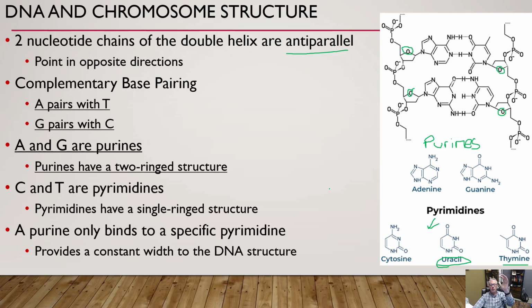A purine will always bind with a pyrimidine. You will never have a purine with a purine. You'll never have a pyrimidine with a pyrimidine. So you'll always have a 2-ring with a 1-ring structure. And that's just to keep the DNA approximately equal in width. You don't want to have a 1 ring with a 1 ring, then a 2 ring with a 2 ring, then 1 ring with 1 ring, 2 ring with a 2 ring. You want the DNA approximately the same width to keep that ladder shape when it's coiled up.